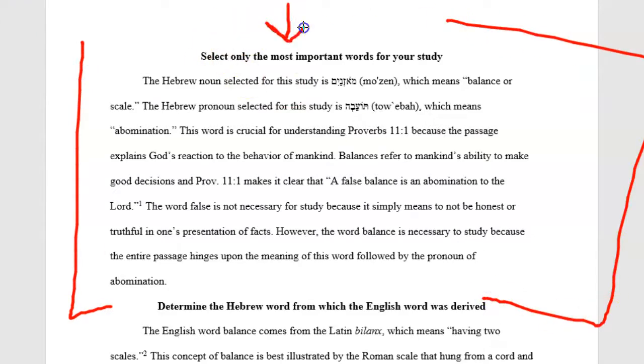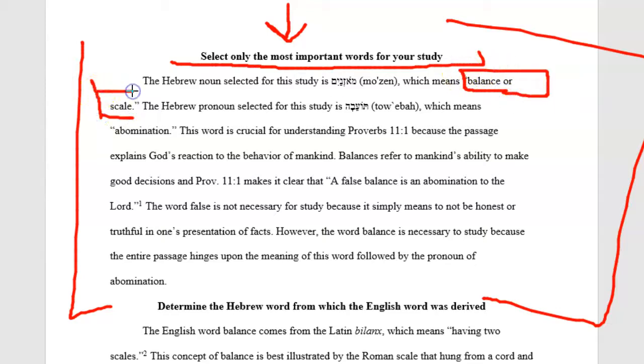So what I want to look at here is the very most important step, which is to select the most important word for your study. The word that we selected is balance, because balance is the actual action, if you will, of the passage. The passage doesn't make sense unless we know what a balance means, because the passage says it is a false balance that is an abomination to the Lord. Well, if we don't know what a balance is, it's not going to help us.